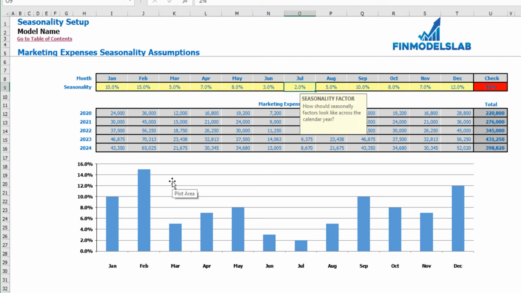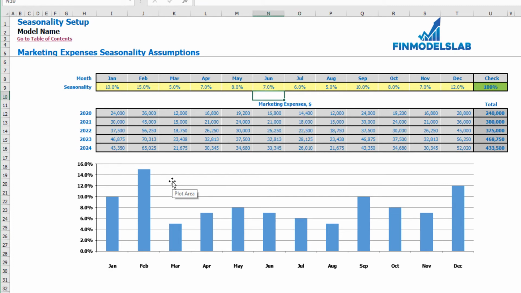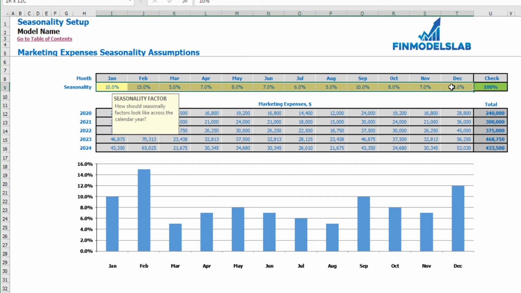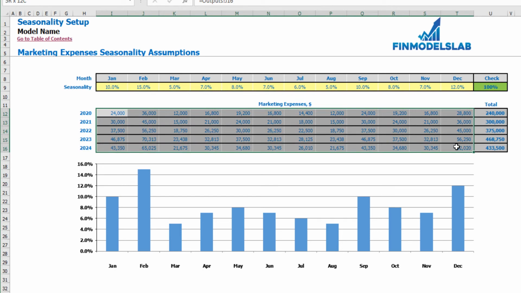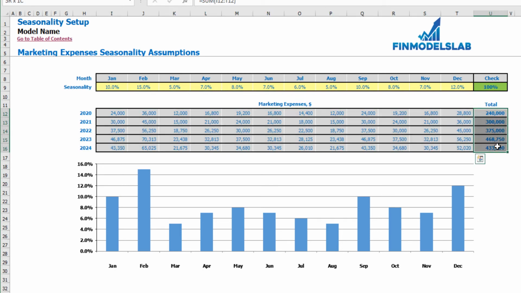So I need to add 8% somewhere. For example, here is 6, here is 7. So now everything is 100% across the year, and the check is green. That's good. Below you may see the actual absolute values of marketing expenses across the months and across the years as the totals. And at the bottom you may see the chart of the breakdown of your marketing expenses by months.